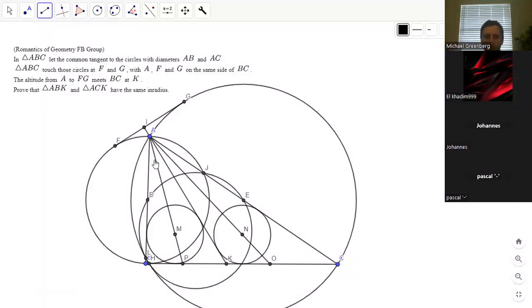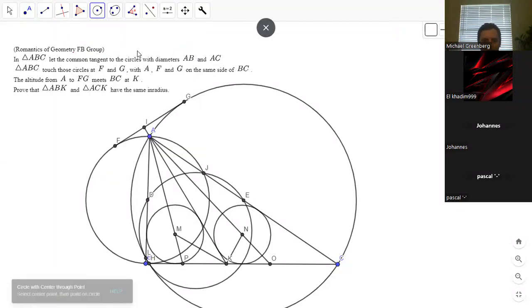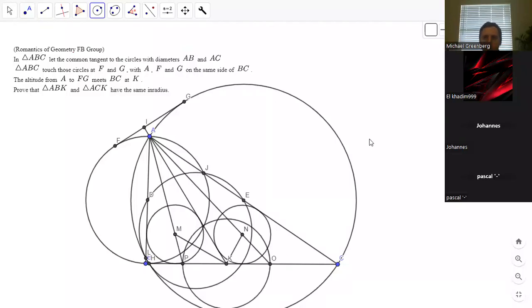So it's the same as showing AM over MP is AN over NO, and AM over MP is AK over KP. So it's the same as saying that PK equals PO. Which is interesting. Yeah, we want to show PK equals PO.